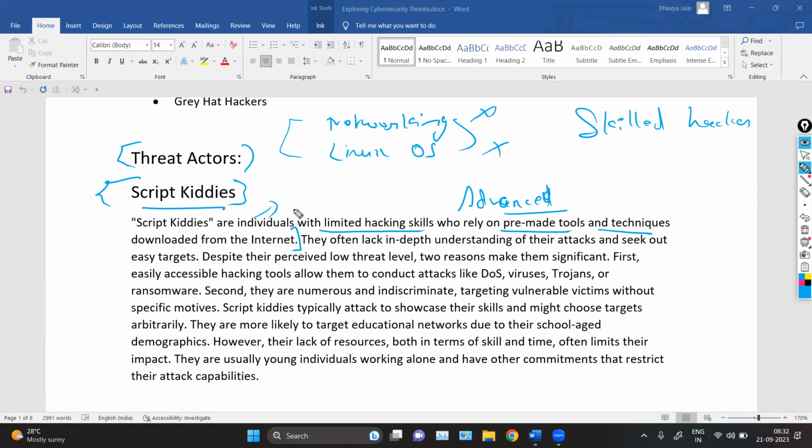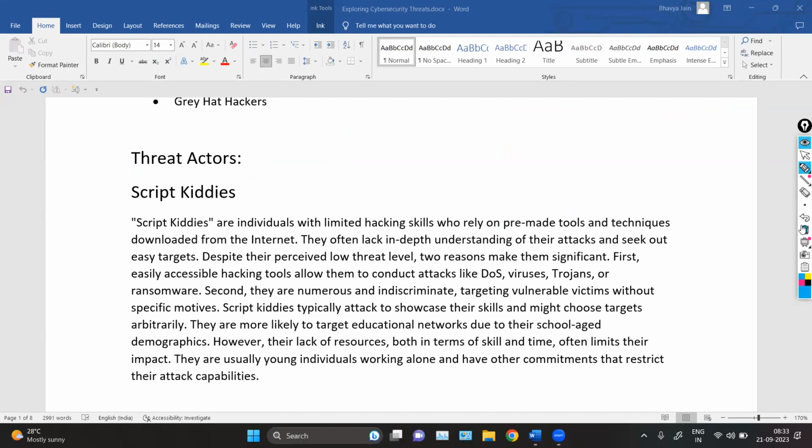They are the script kiddies who don't have any foundational knowledge. They don't have any high skill for hacking. They just have limited knowledge, and they watch tutorials from YouTube or anywhere, and then they start hacking. They just start copying the tutorials, right? So that is script kiddies.